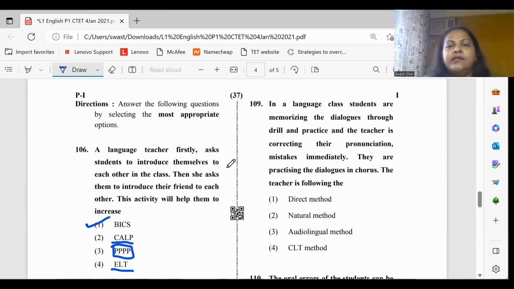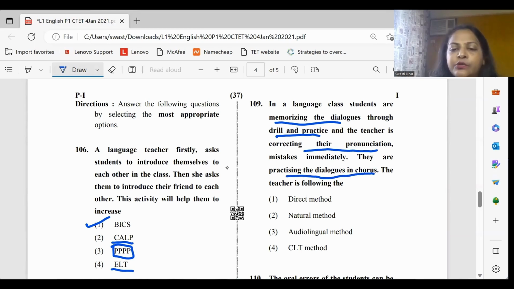Question 109. In a language class, students are memorizing the dialogues. So let's see what they are doing. They're memorizing, drill and practice. Teacher is correcting their pronunciation immediately, and they're practicing in chorus. So this is an audiolingual method.